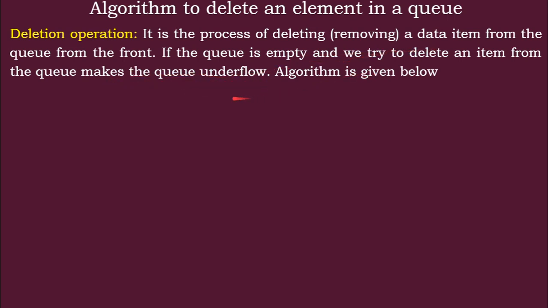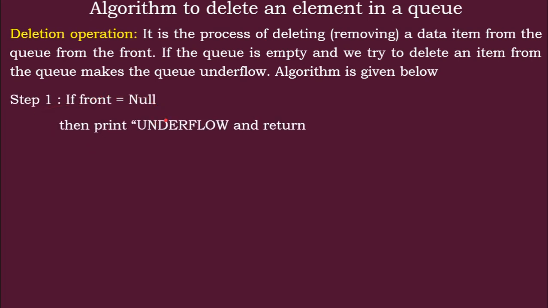So what is the algorithm? The algorithm is as below. First step, we check if front is equal to null. If front is equal to null, then you have to say the queue is underflow. That means nothing can be removed, because front itself is null. We can remove only from the front element. Now the front itself is null, so the queue is in the underflow condition. That means nothing can be deleted, and return.